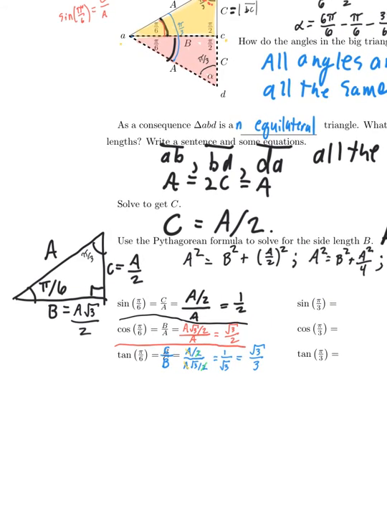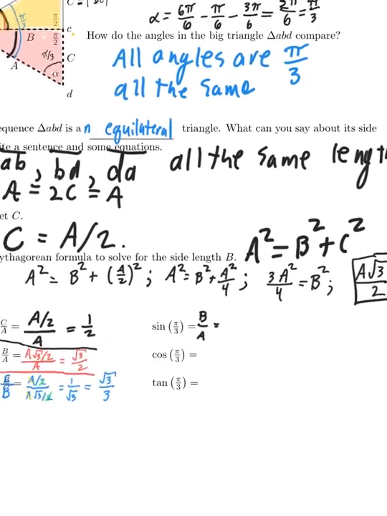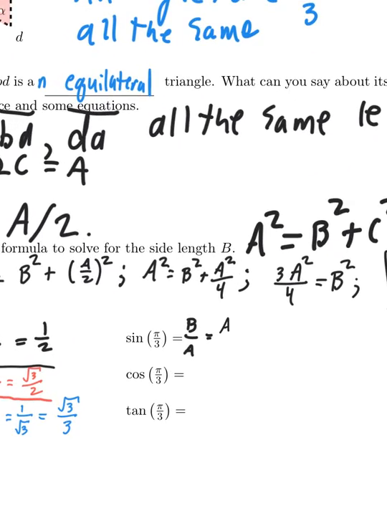So the sine of pi over 3 should be, so sine is opposite over hypotenuse. So sine of pi over 3 will be opposite over hypotenuse. That's b over hypotenuse a. So the sine of pi over 3 is b over a. B is equal to a root 3 over 2, divided by a, which leaves us with just root 3 over 2.